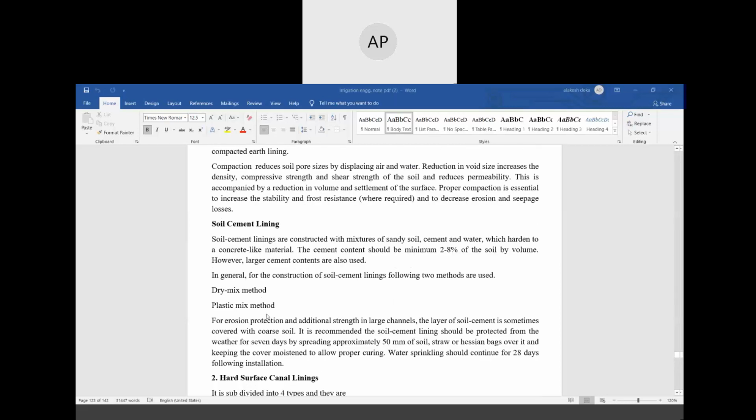Next is soil cement lining. Soil cement linings are constructed with a mixture of sandy soil, cement, and water, which harden like a concrete-like material. The cement content should be 2 to 8% of the soil. However, larger cement contents can also be used.